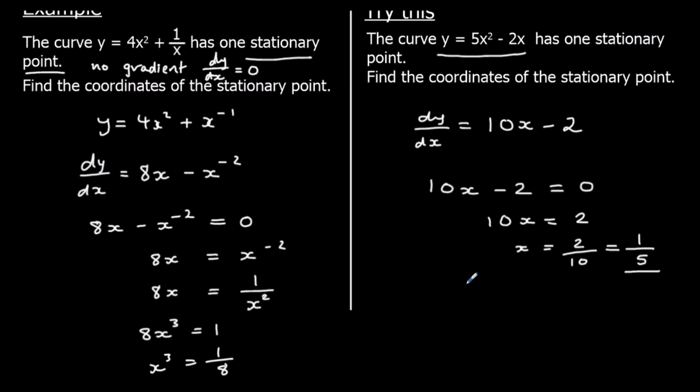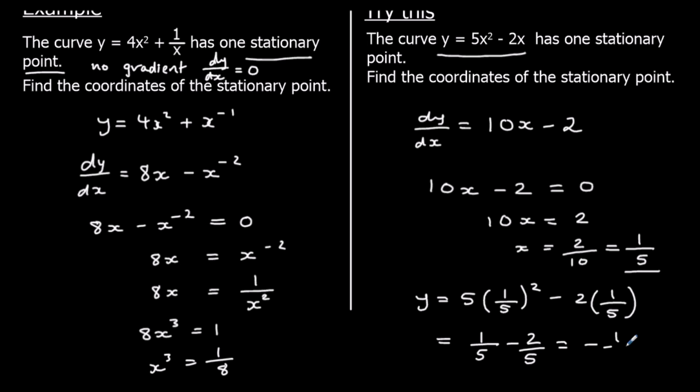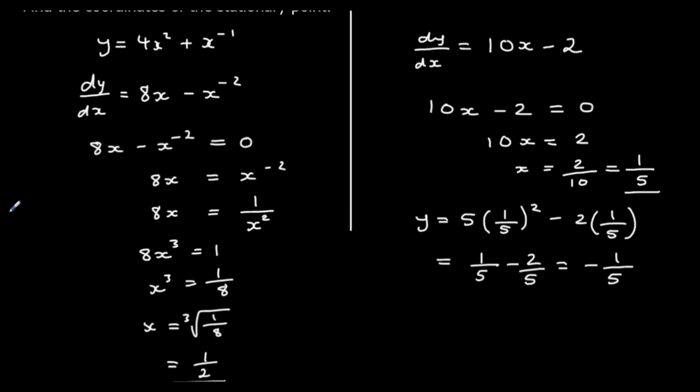We need to find our y coordinate. So substitute it back into the equation of the curve. So we've got 5 times 1/5 squared minus 2/5. And again, you can just type this into your calculator, and that will give you the y coordinate. So 5 times 1/5 squared. 1/5 squared is 1/25. 5/25 is the same as 1/5. We've got minus 2/5, which is minus 1/5. So the coordinates are 1/5 is the x, minus 1/5 is the y coordinate.